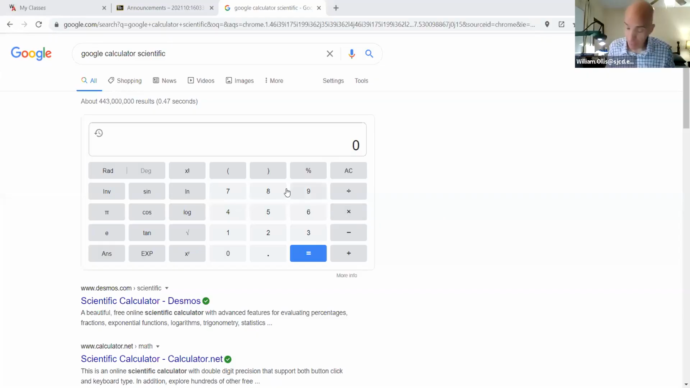Okay. So here's our Google calculator. So we're going to have 625 times pi divided by 198. And this will give us 9.9166.